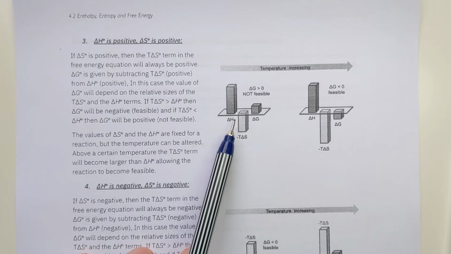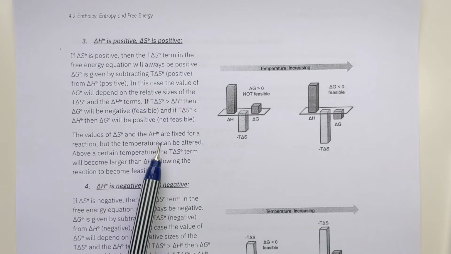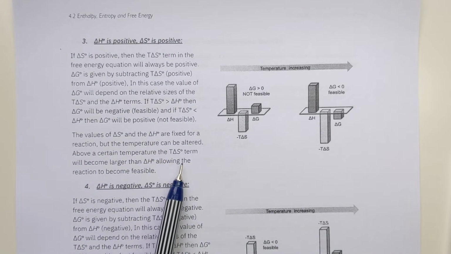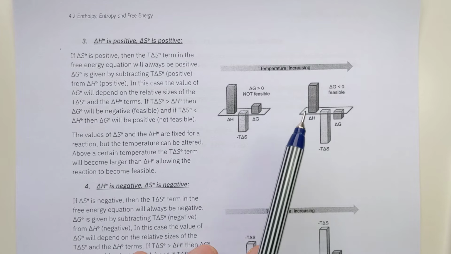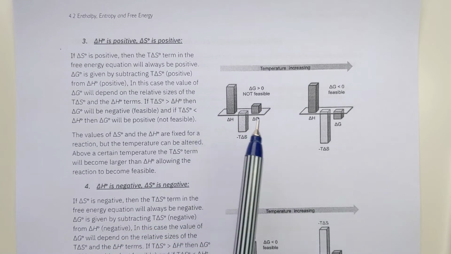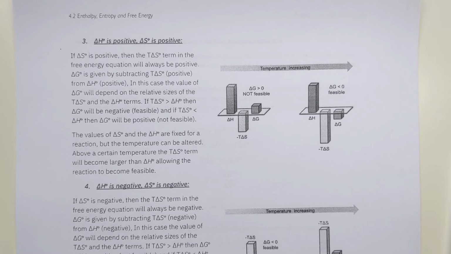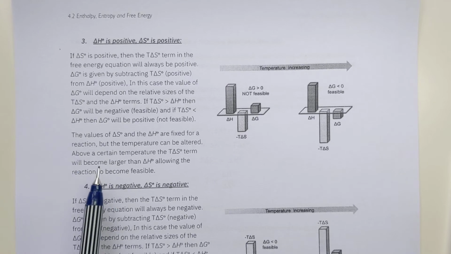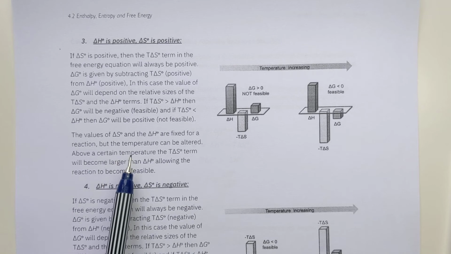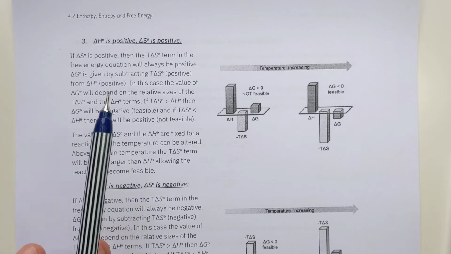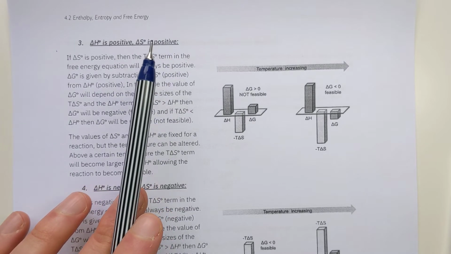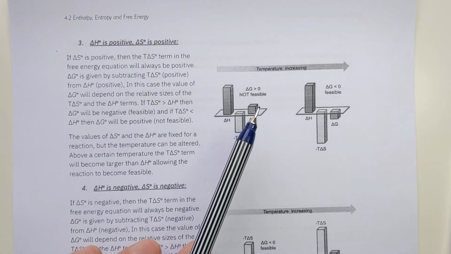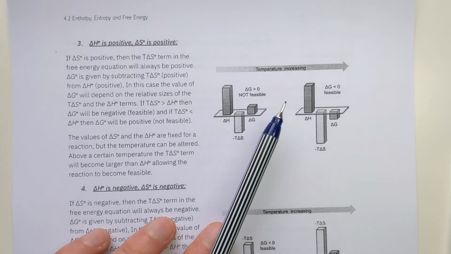That's this scenario here. Delta S and delta H are fixed, but the temperature is altered and the temperature will affect the T delta S term. So that's how we control it. We can increase the size of the T delta S term by increasing the temperature, and that will affect the feasibility of the overall reaction. So, summarising that in one sentence, above certain temperatures, the T delta S term will be larger than delta H and allow the reaction to become feasible. So in this type of reaction, where you've got delta H positive, delta S positive, we would say that they're feasible above a certain temperature, once you get this T delta S term being bigger than your delta H term.